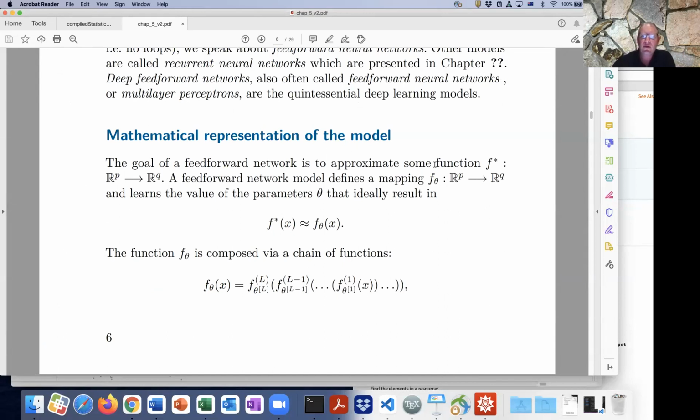All right, so the goal is to have some function f star from Rp to Rq. What were again P and Q for our case? Just to see we're on the same page. What's P and what's Q in our example? So what are the dimensions P and Q in this digit example?